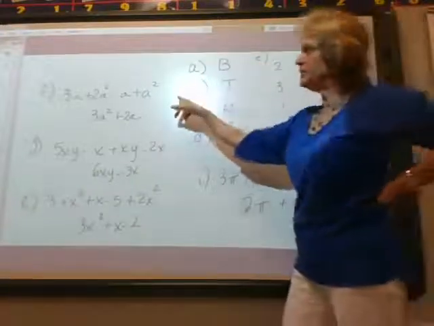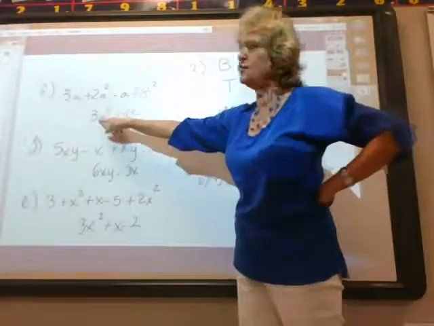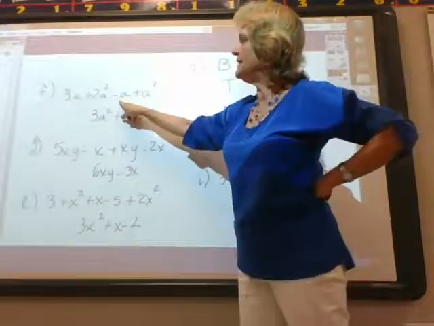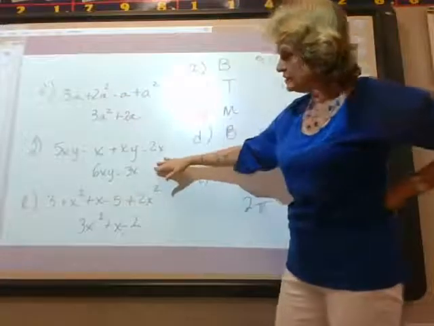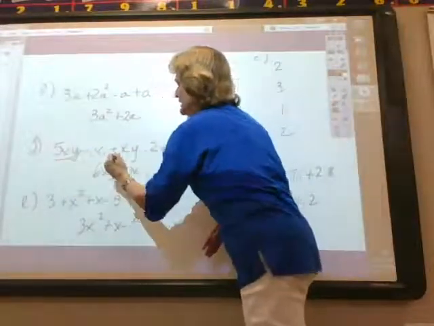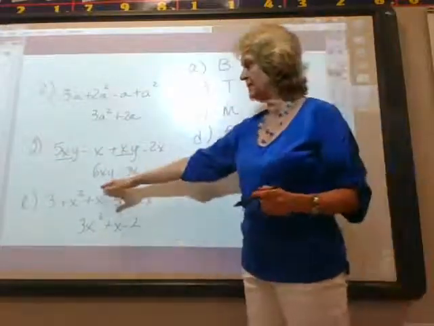All right, F is over here. I had 2a squared and a squared gave me 3a squared. 3a minus a is a 2a. All right, for G, we have 5xy and xy. So 5xy and xy would be 6xy.